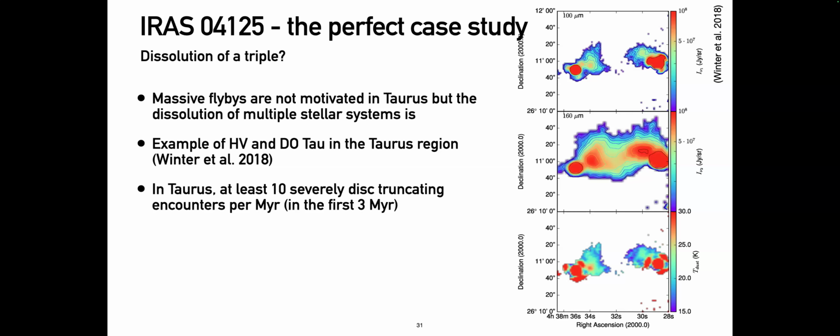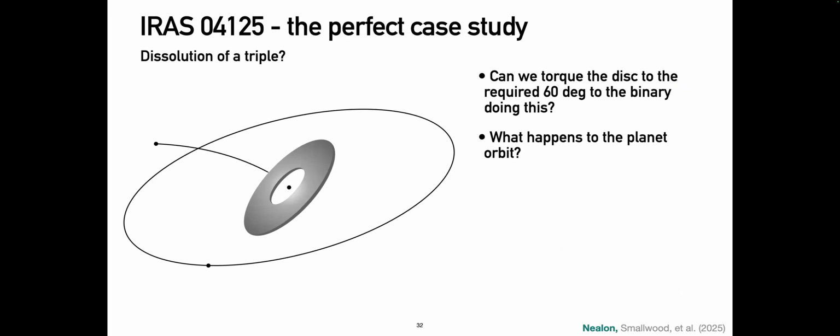And in the top panel here, you have the observation, and in the bottom panel, you have his simulation, the synthetic observation you get from his simulation. And so certainly in some circumstances, it makes sense that you might have a system that starts with more stars. You have this chaotic interaction, something gets ejected, and what you're left with is what you observe. And so the question is, is this perhaps what's happening in IRAS 04125?